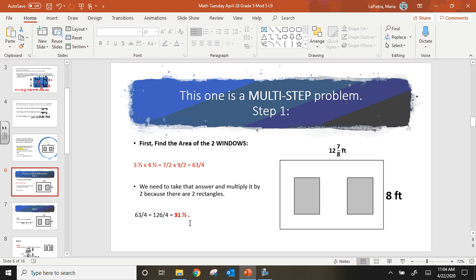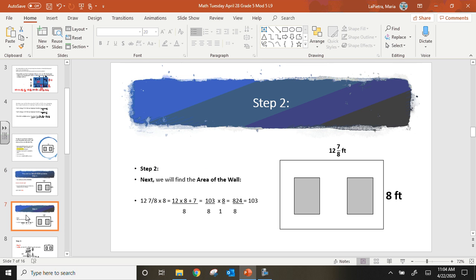And we got 31.5. So let's go to our step 2. Next, we will find the area of the wall. The whole wall will be the whole length and the width. So now we got 8 times 12 and 7/8. So 12 times 8 plus 7 is 103 over 8, and then we've got 8 over 1. Multiply across, we got 824 over 8, and that gave us an answer of 103.